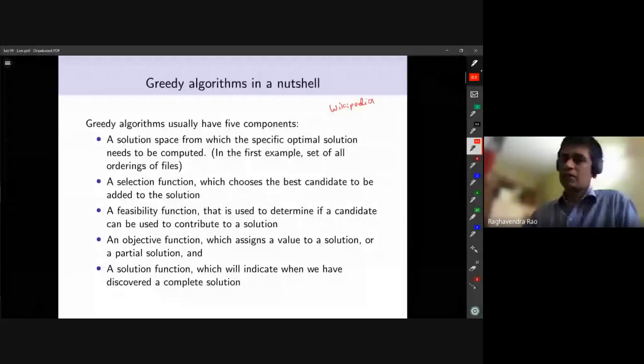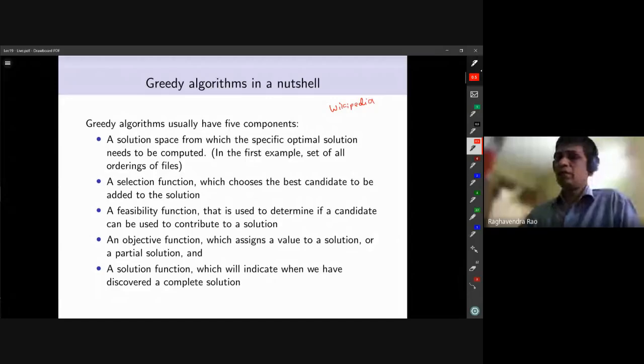Okay, so in the first example, that is storing files, the solution space is the set of all orderings of files. In the second scheduling example, the solution space is the set of all conflict-free schedules, which all of them need not be optimal. We need to pick the one which has a maximum number of classes or tasks in it.